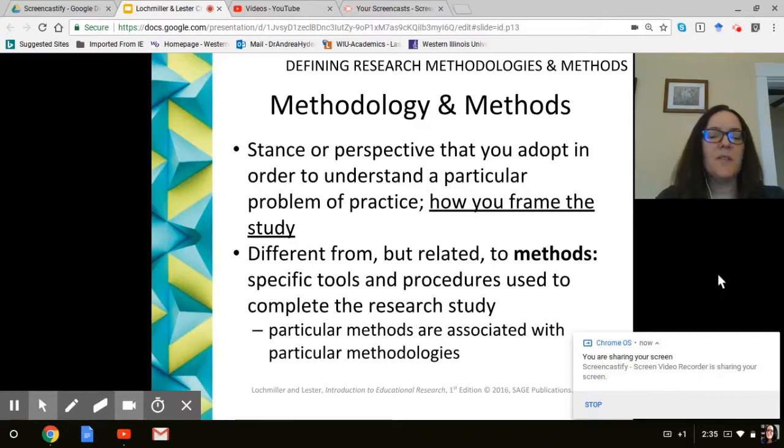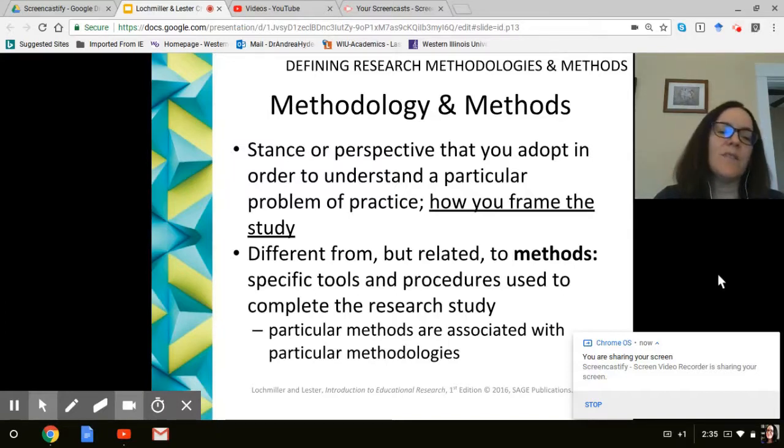And then particular methods are associated with particular methodologies, and they're not stuck to them like glue, but there is some logic, and it's worthwhile in writing a research proposal to defend why it is that you decide to use a certain method with a certain methodology. And that's far more commonly done in qualitative research.